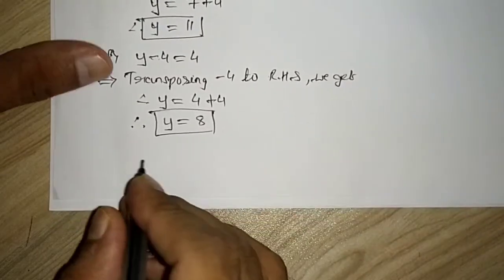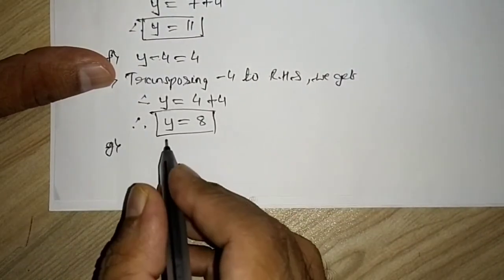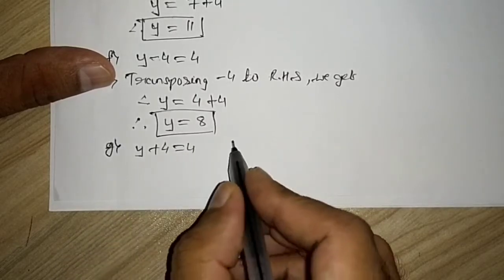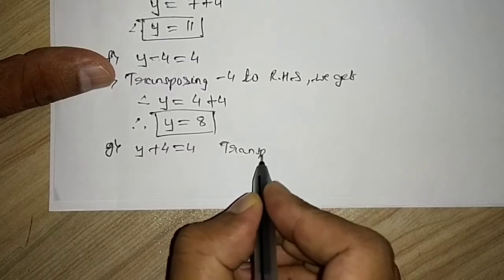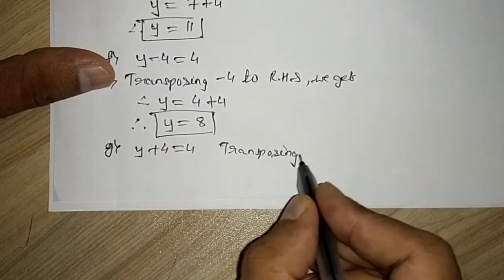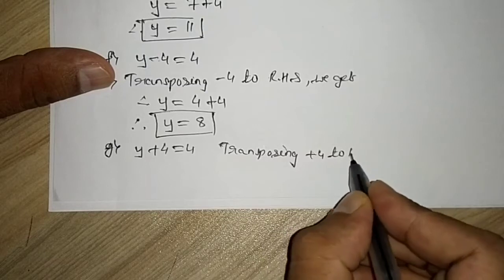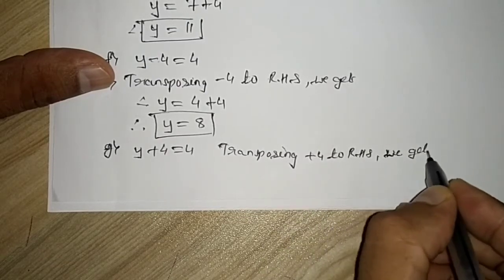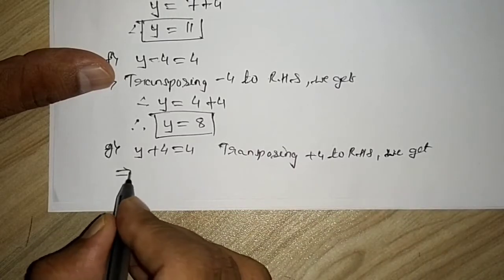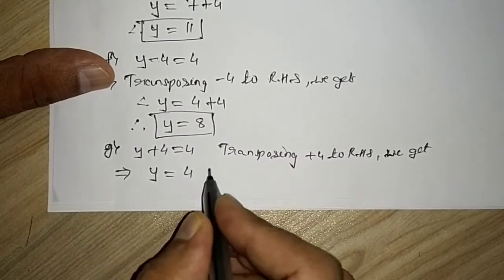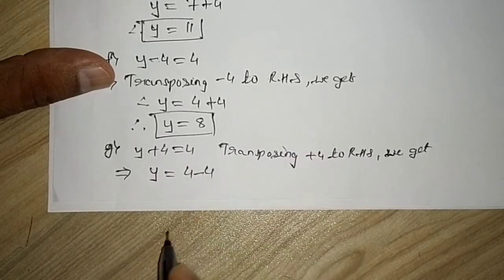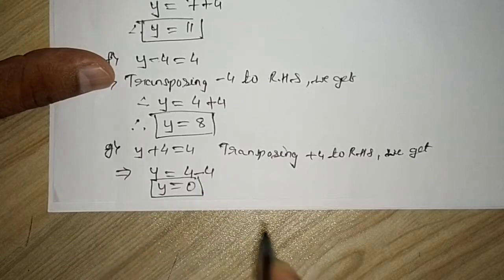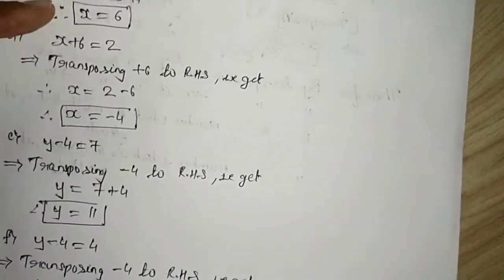Moving to part G, y plus 4 is equal to 4. Again I will write here transposing plus 4 to RHS, we get y is equal to 4 was already there, this plus will become there minus 4 minus 4 will become 0. So our value is y is equal to 0.